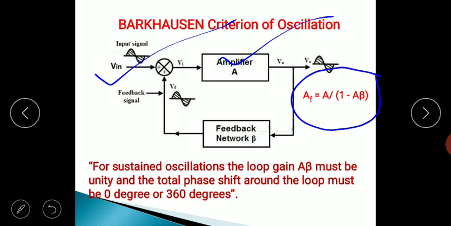That means there should be positive feedback, the total phase shift around the loop should be 360 degree, and the loop gain A beta should be unity. This itself is called the Barkhausen criterion. So all these things we have discussed in the previous class.